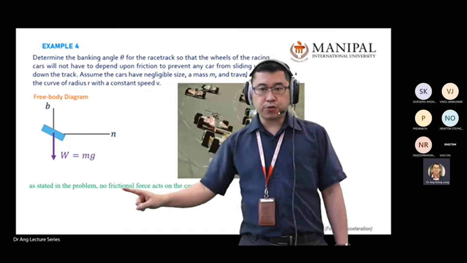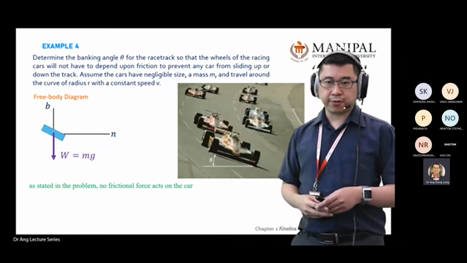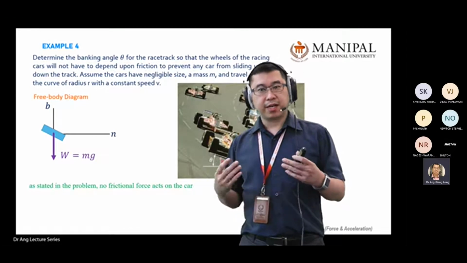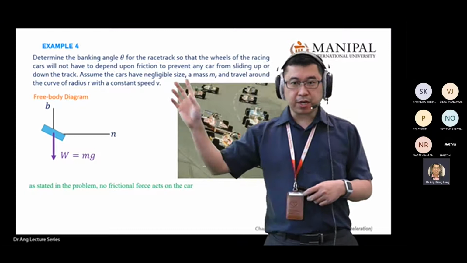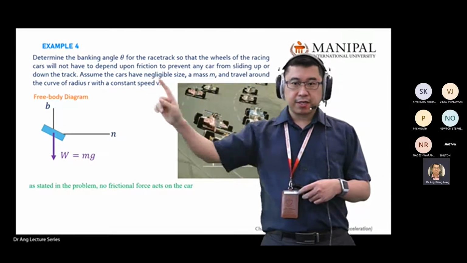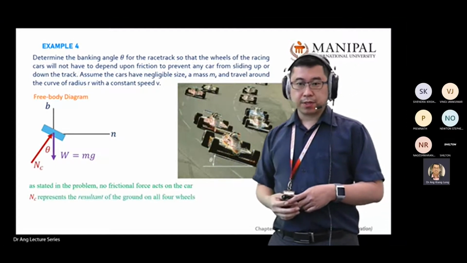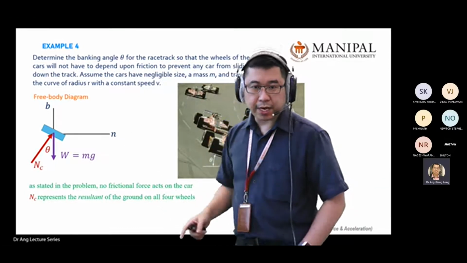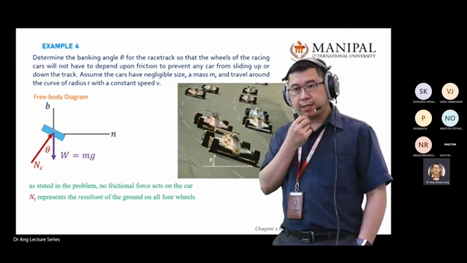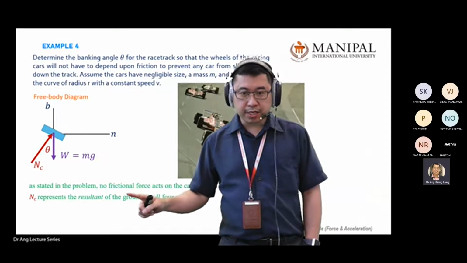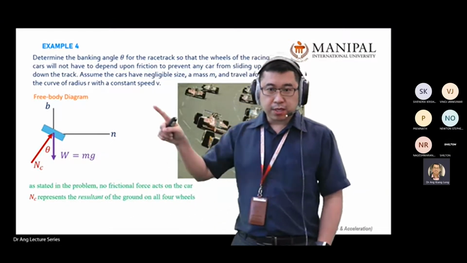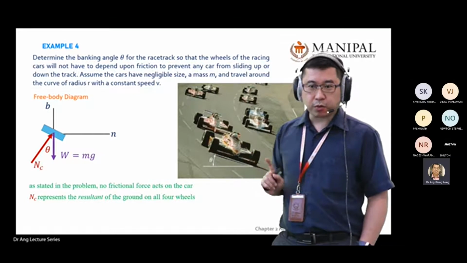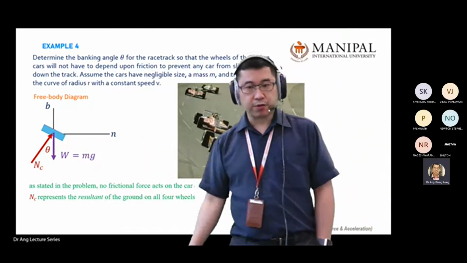In the question, it says there is no friction force, so you don't need to consider friction force. If there were a friction force, then you would need to find the normal force, as you've seen in example 1 and example 2. In this case, the question asks you to ignore friction. So you don't need to consider friction force. Although the question says the wheel, we need to find the angle so that there is no friction force acting on the wheel.